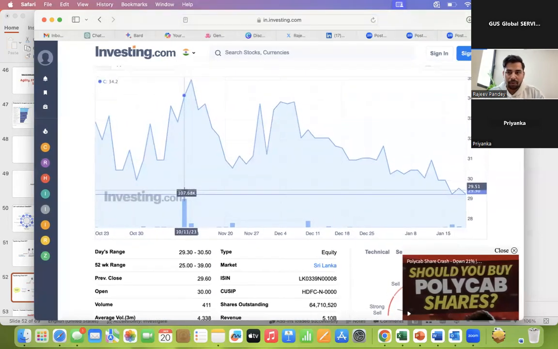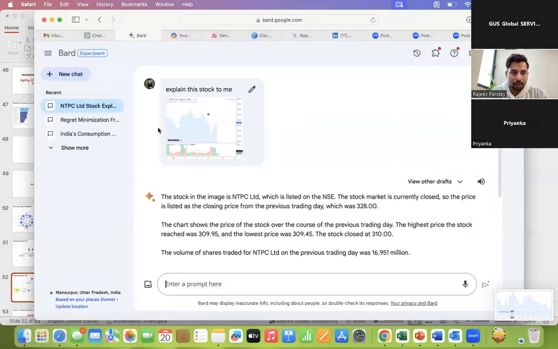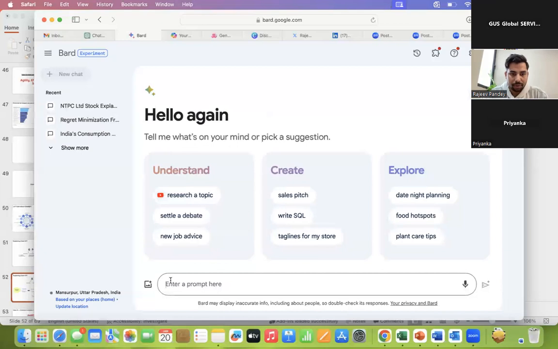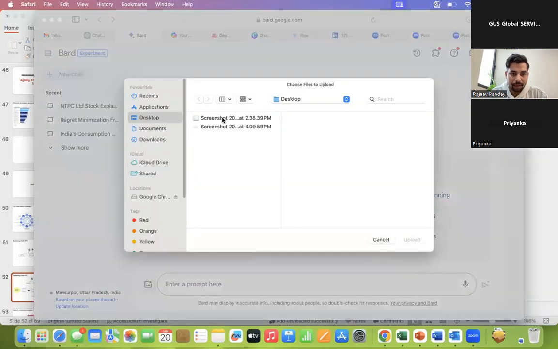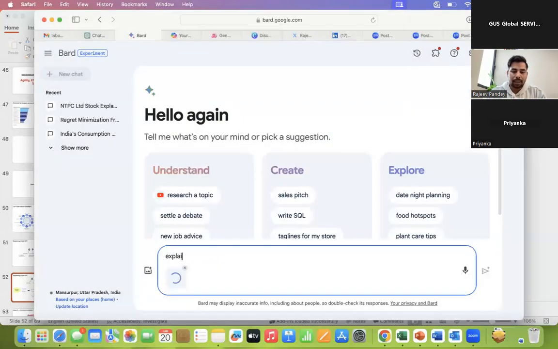Let's say you copy this chart, and then you open Google Bard. I've just tried this, so I'm going to do it again for you. You just upload this image here, and then write: explain this chart to me, and calculate the profitability if I invest 5 lakh today for the next 3 years.